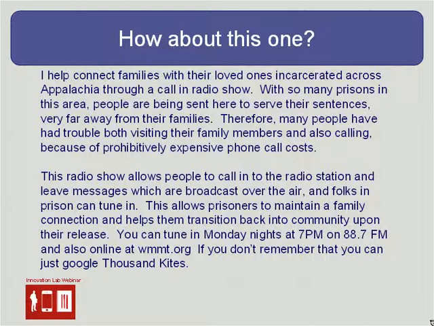So this radio show that we do allows people to call into a radio station. They can leave messages, and then these messages are broadcast over the air, and folks that are in prison can tune in. And one thing that this radio program really does is it allows these prisoners to maintain a family connection, which really helps them transition back into the community once they get out.